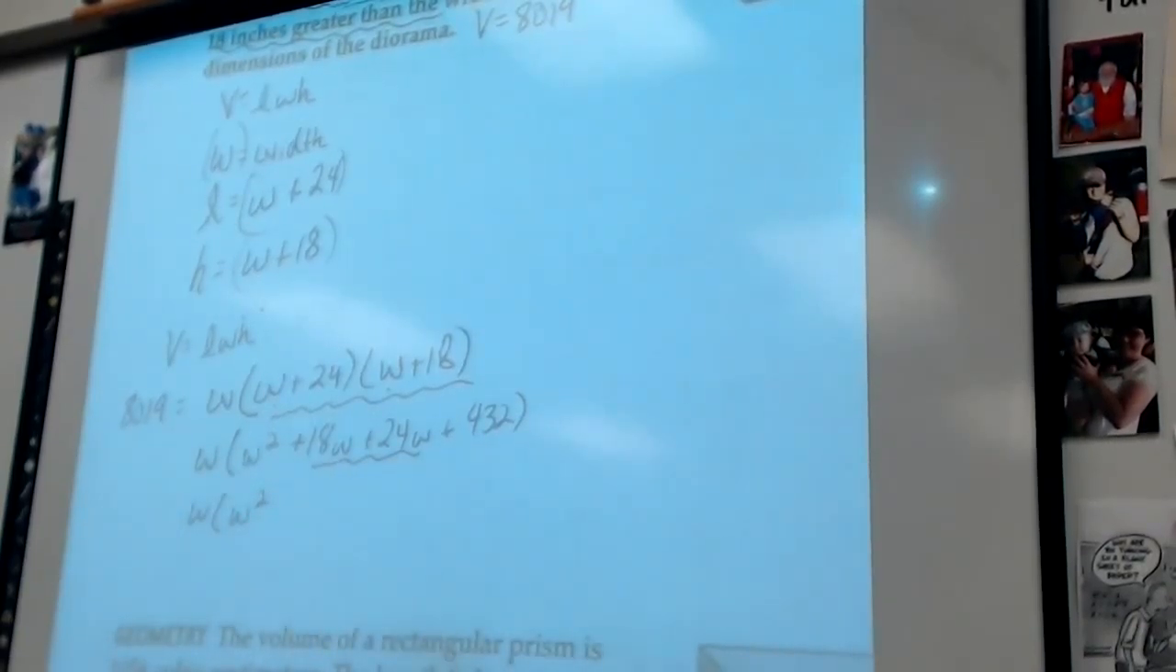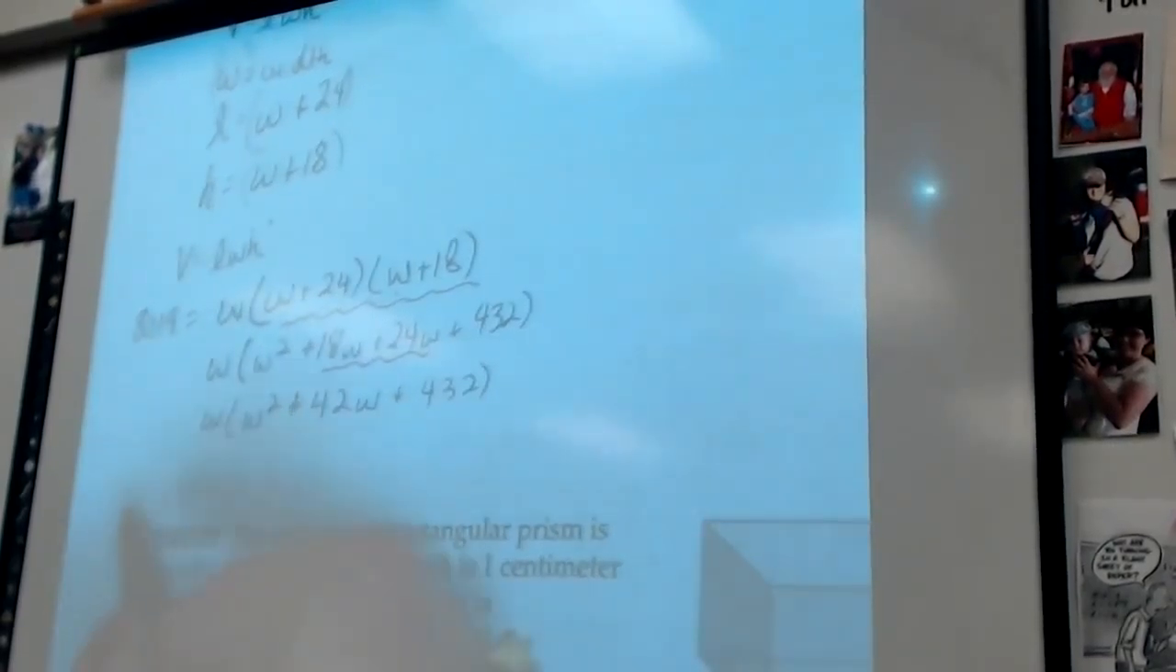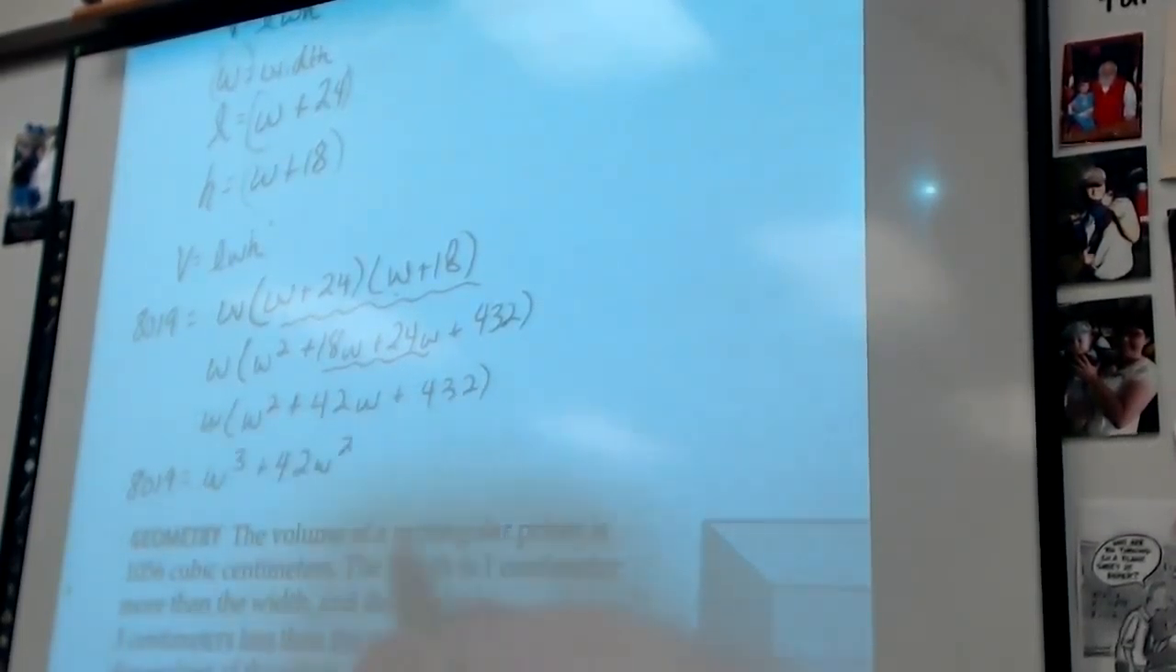So, 18W plus 24W is what? 42W. Now I'm ready to multiply by this W out here. So I've got to distribute this W. So I have 8,019 equals W cubed, that's W times W squared. W times 42W would be 42W squared. And then W times 432 would be 432W.